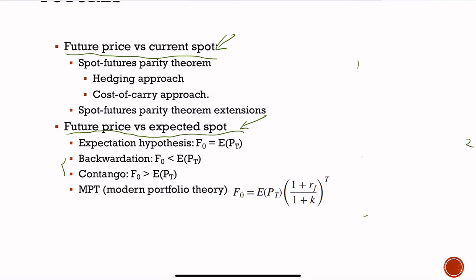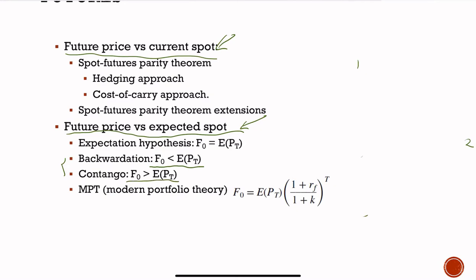Backwardation basically means that sellers are hedgers. So if sellers are hedgers, then they will be willing to sell at a lower price. In this case, F0, that is the future price, will be smaller than the expected spot price. And then contango means buyers are hedgers. In this case, because buyers want to hedge against the market risk, they will want to bid up the future price, which means the future price will be larger compared with the expected spot price.